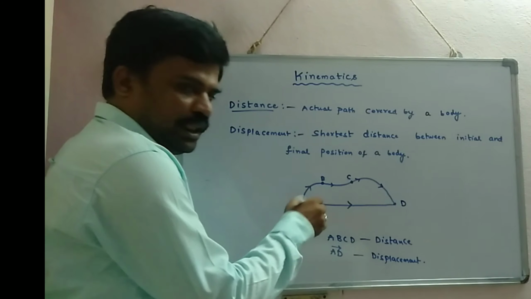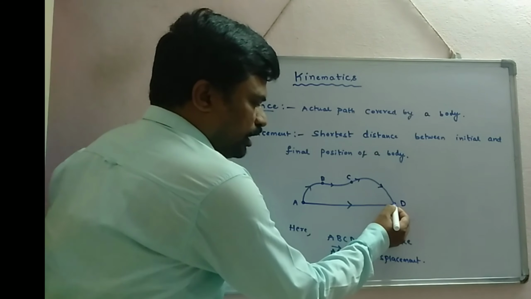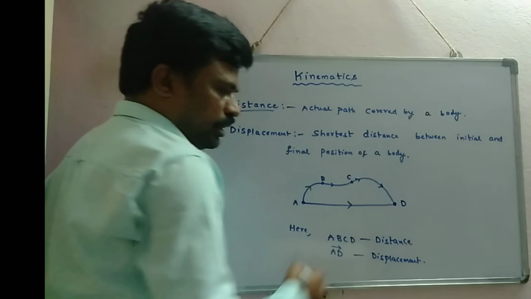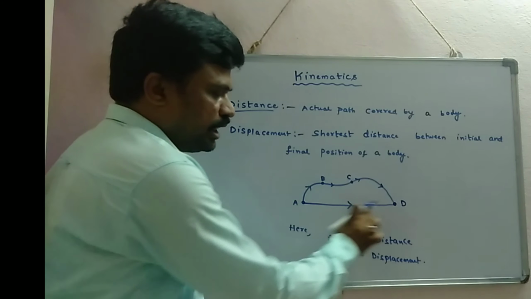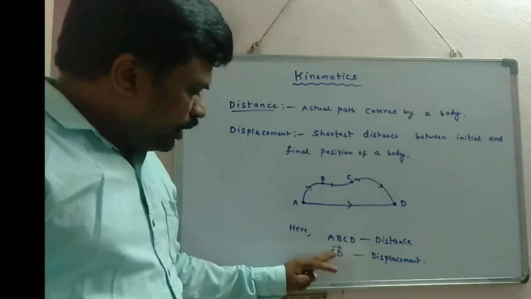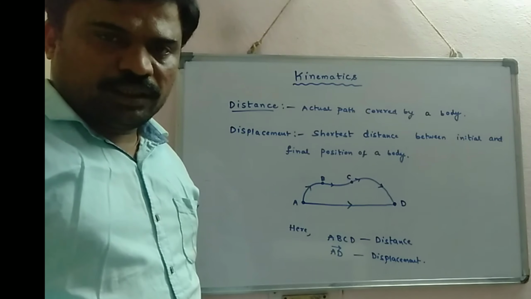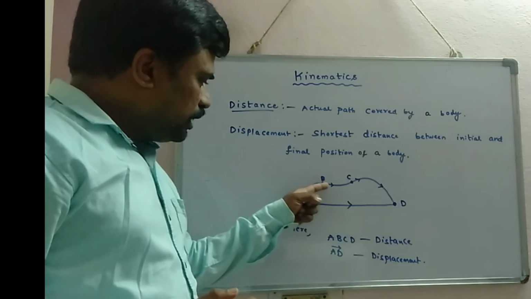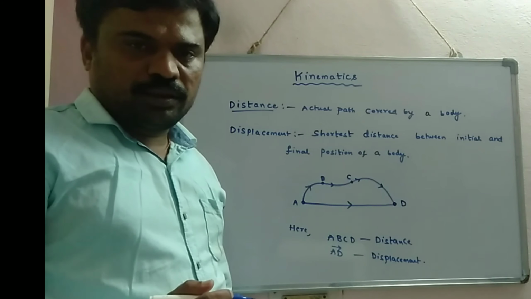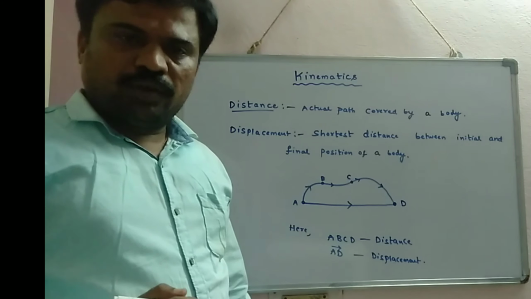Now what is the initial position of the body? Point A is the initial position and point D is the final position of the body. If I join these two points, the shortest distance between the initial and final position we call displacement. Observe carefully, for displacement I have kept an arrow mark showing that it is a vector quantity. Distance doesn't have a particular direction, but displacement has a particular direction. Hence distance is a scalar quantity and displacement is a vector quantity.